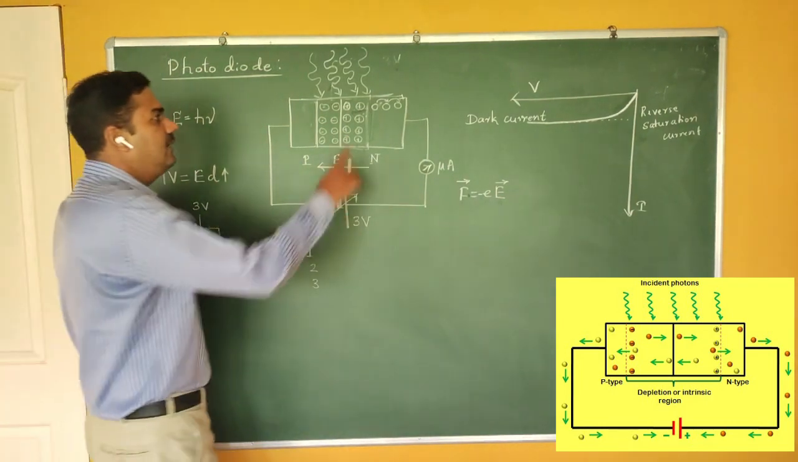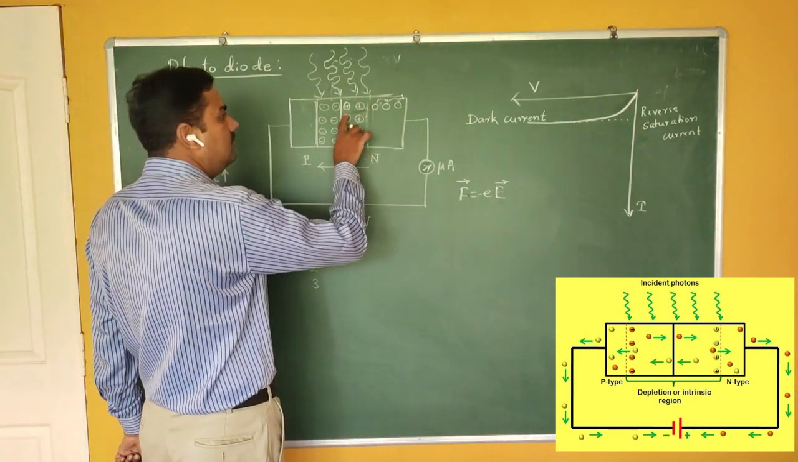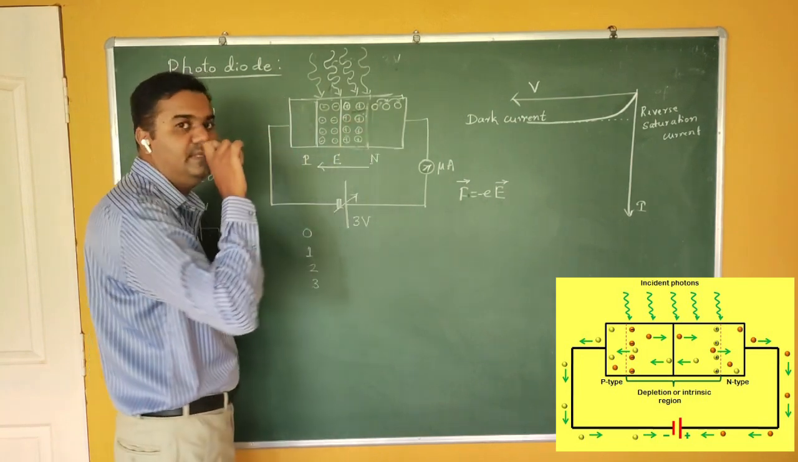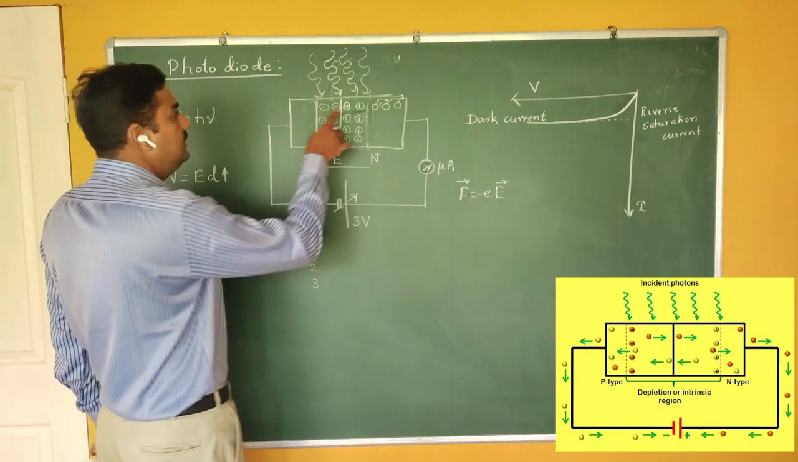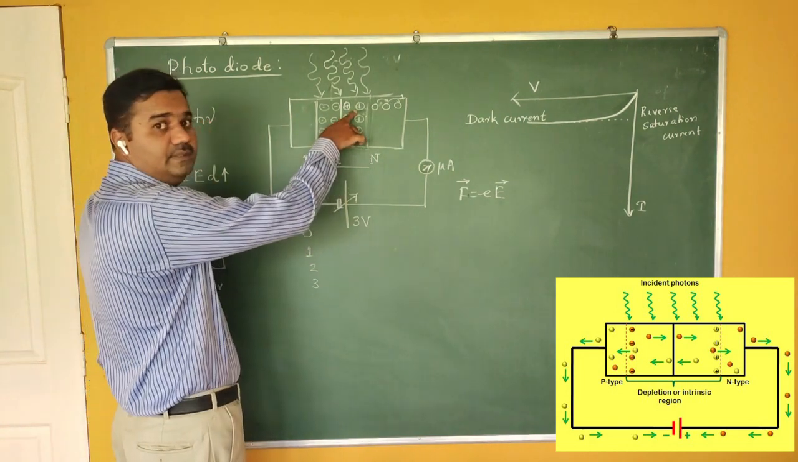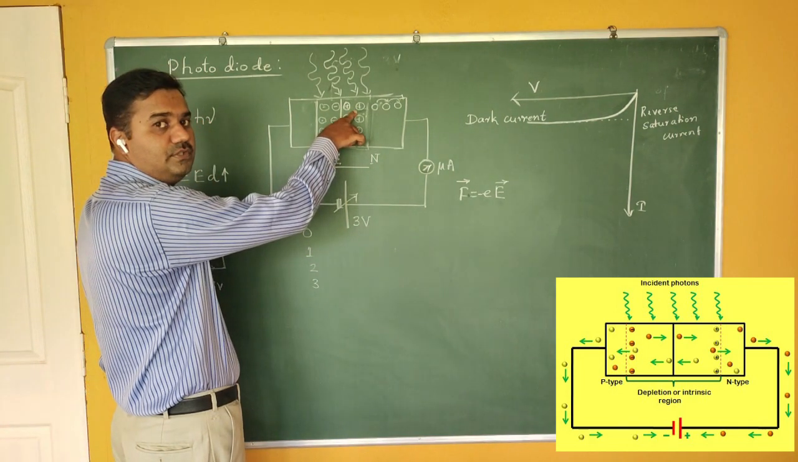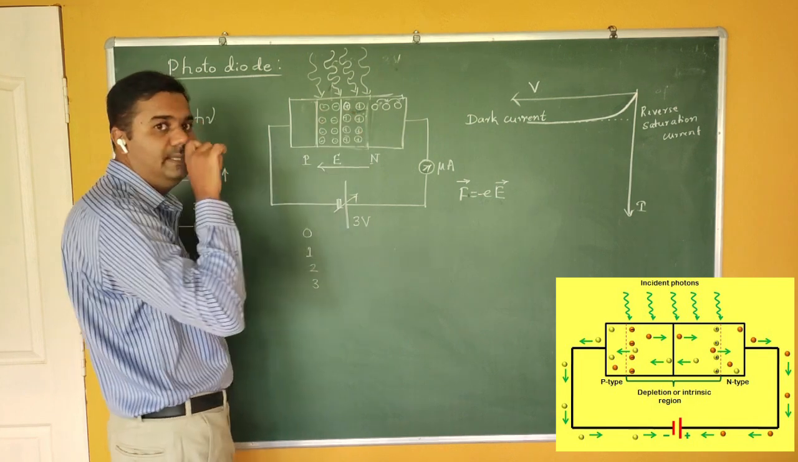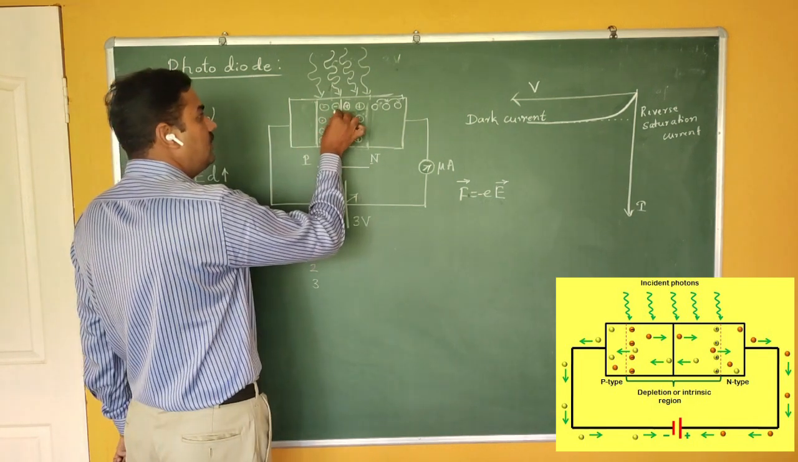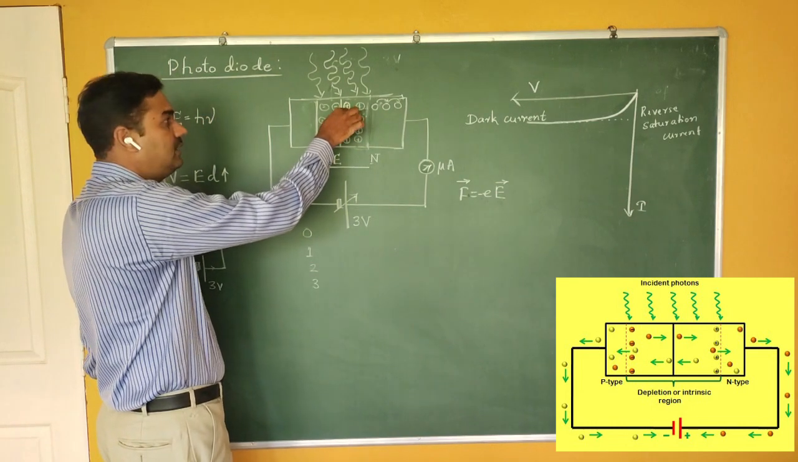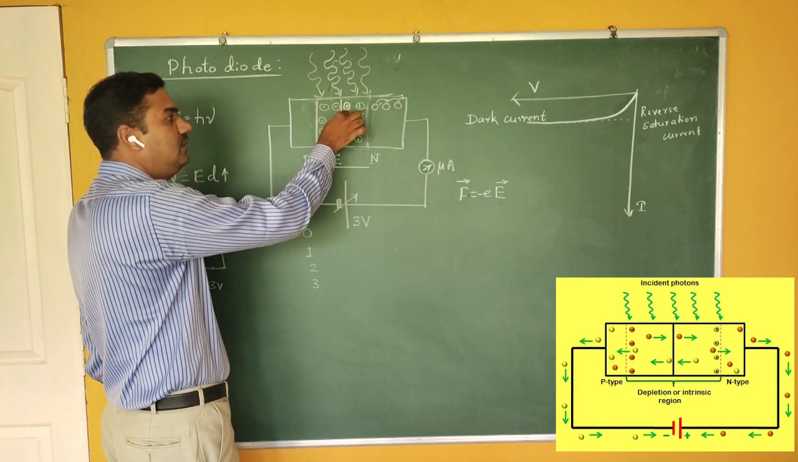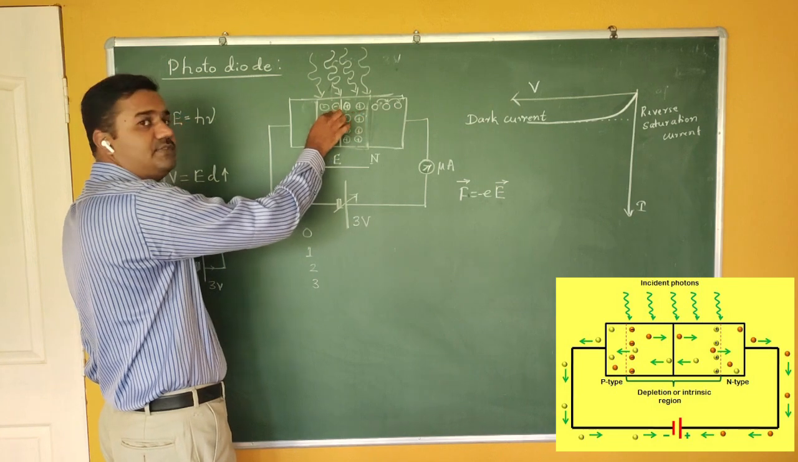Okay, so you can see that these electrons are moving opposite to the direction of the electric field. On the other side, the holes are there. The direction of holes is opposite to the direction of electrons. Holes mean deficiency. Therefore, this electron can fill this hole. That means this hole is now moving from this point to this point.